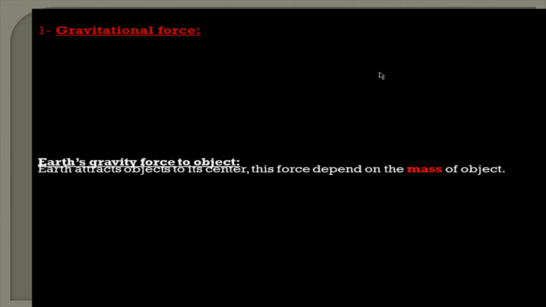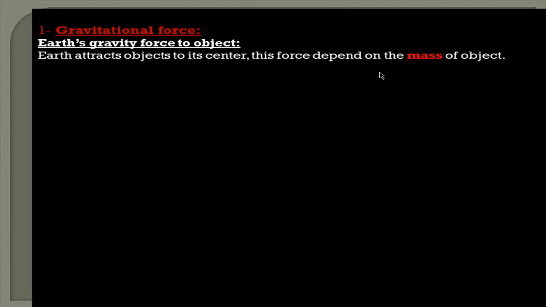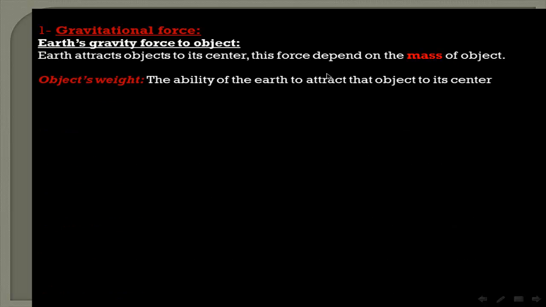Gravitational force, or Earth's gravitational force to an object. Earth attracts objects to its center. This force depends on the mass of the object, as we said. Object weight is the ability of the Earth to attract an object to its center.